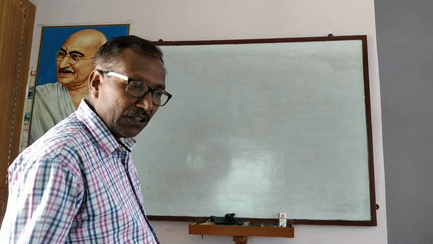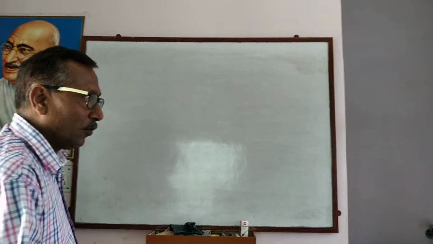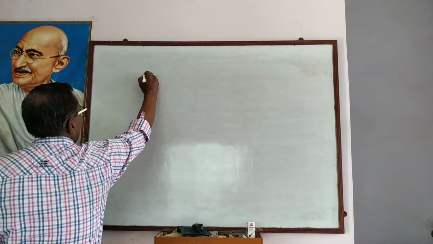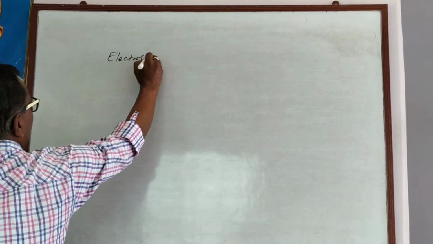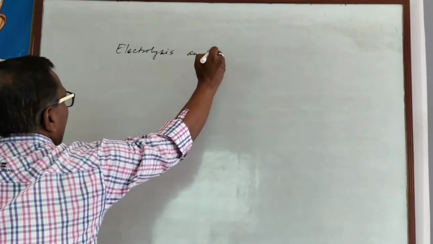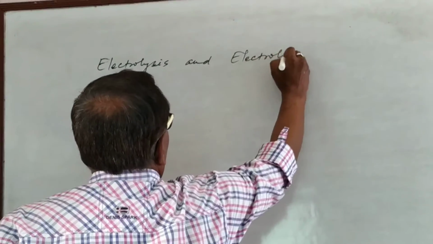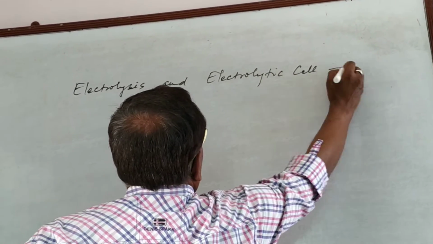In continuation of the chapter Electrochemistry, we have the topics electrolysis and electrolytic cell.